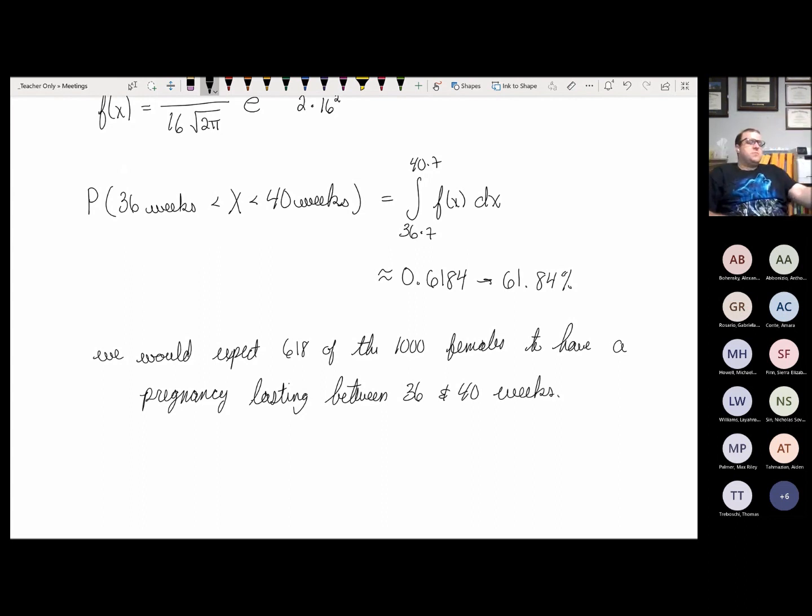Right, so of the 1,000 females, we would expect 618 of them to have a pregnancy lasting between 36 and 40 weeks. Any questions on probability?